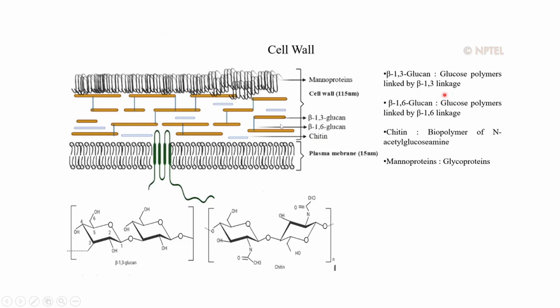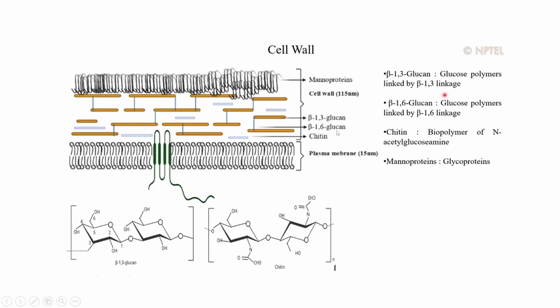There are also sugar moieties, glucose moieties, containing beta 1,3 glucan and beta 1,6 glucan, as well as chitin. Chitin is a biopolymer of N-acetyl glucosamine.